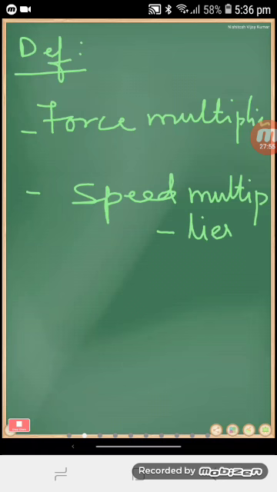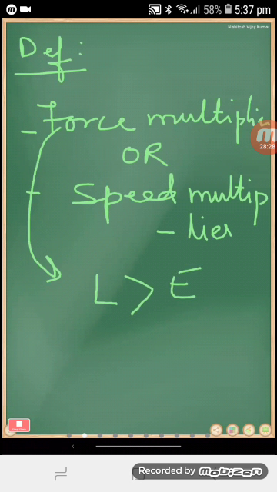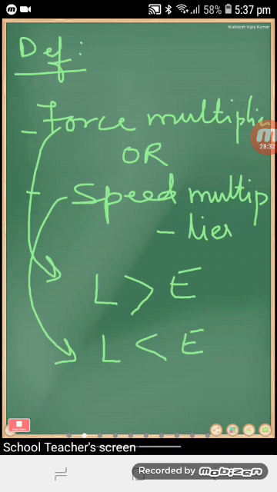Now a machine cannot act as a force multiplier and speed multiplier both. It can only act either as a force multiplier or as a speed multiplier. When we are talking about force multiplier, it means load is greater than effort. But speed multiplier means load is less than effort. In case of force multiplier we are applying lesser effort and it is getting multiplied. On the other hand, in case of speed multiplier, the effort is more but the load becomes less.